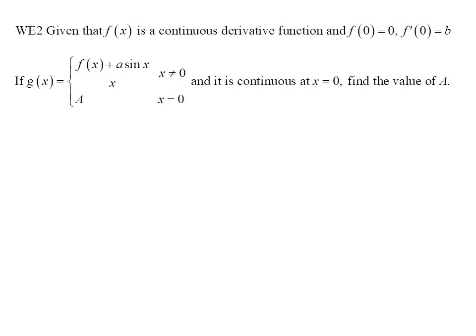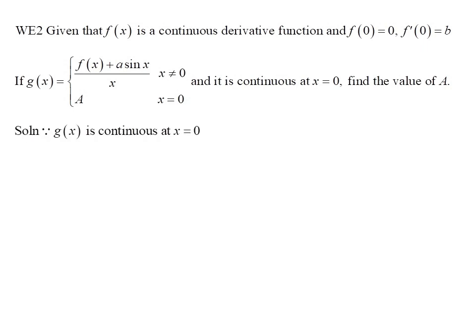Example 2 shows a hybrid function g of x, which equals f of x plus a sine x all over x when x is not 0. G of x equals a constant a when x equals 0, given that g of x is continuous at the point x equals 0, and f of x is a continuous derivative function, and f of 0 equals 0, and f prime of 0 equals b. The question here is to find the value of a.